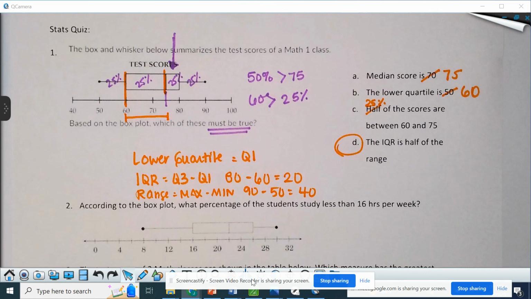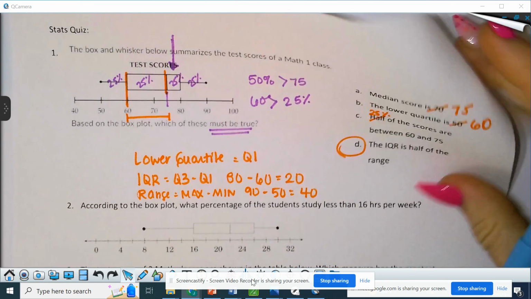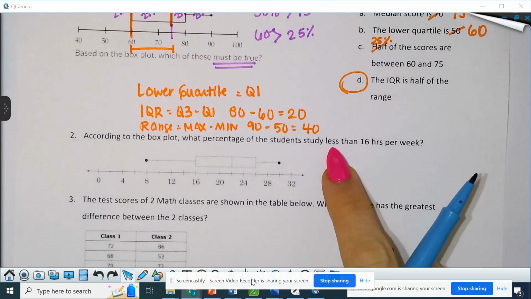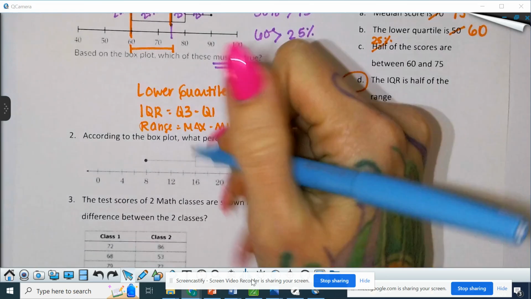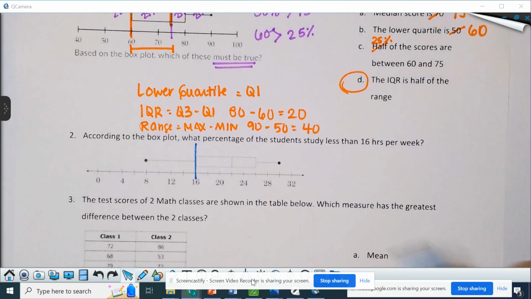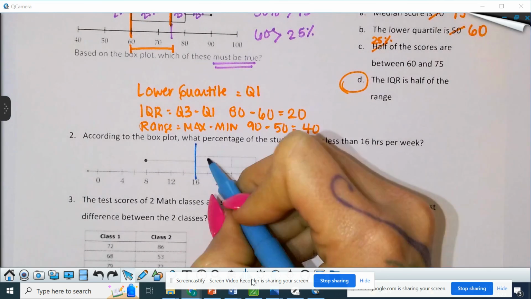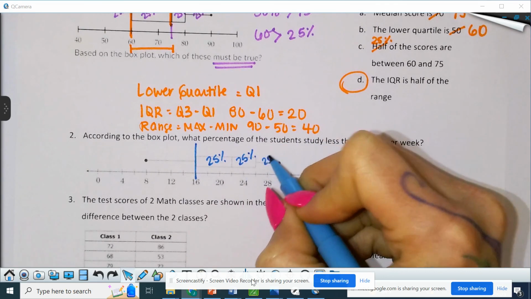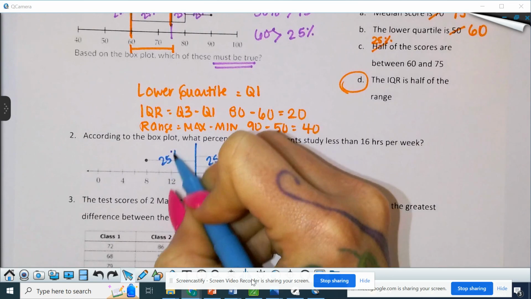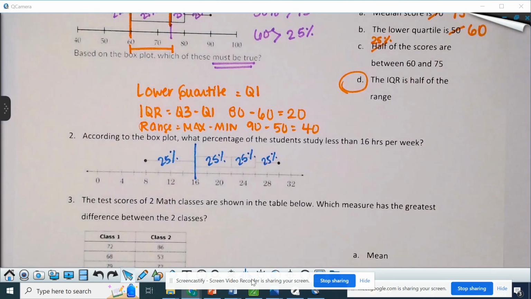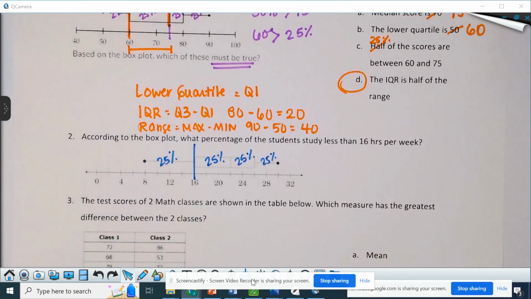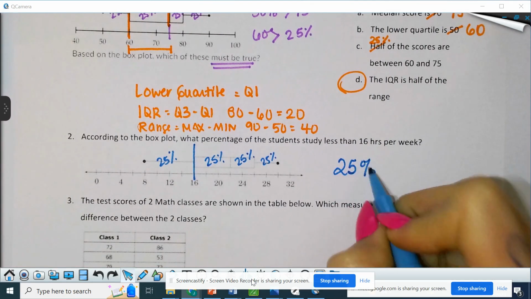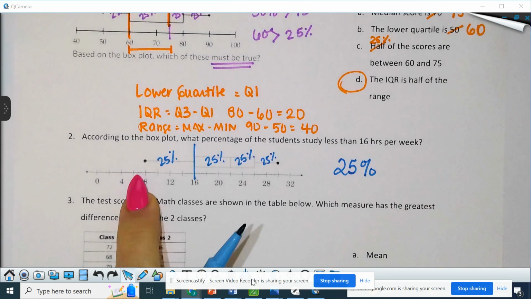Perfect. All right, so number 2, according to the box plot, what percentage of students study less than 16 hours per week? So less than 16, that's back to our 25, 25, 25, 25. So what section of the box and whisker is less than 16? What percentage? That's going to be 25%. Even though that tail looks super long, yep, you nailed it, 25%.